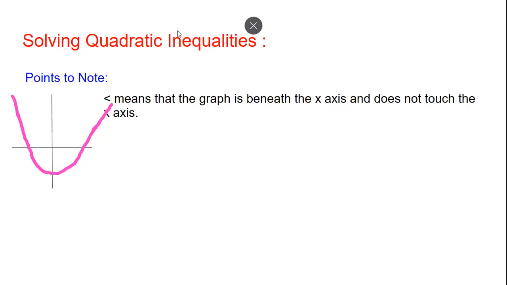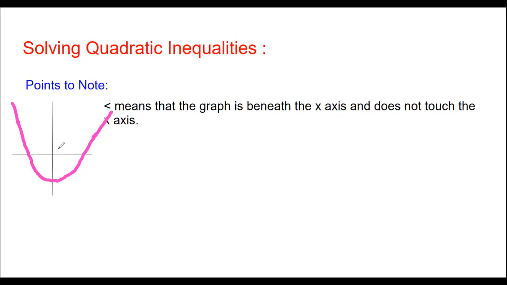So let's say you have some quadratic expression being less than 0. All that means is that the points that do not touch the x-axis but are beneath the x-axis, those are the included points that we want, and that represents less than 0. Okay.